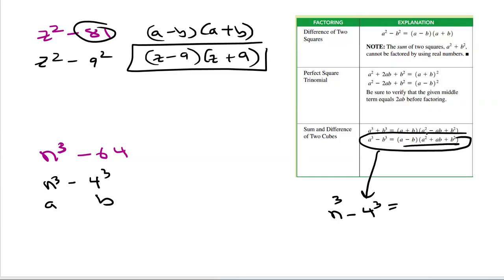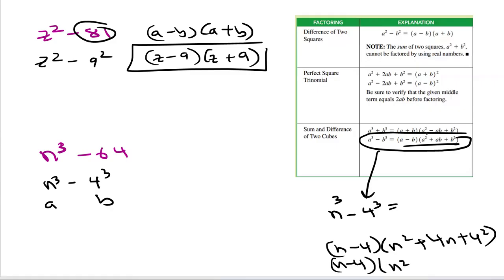And then now I'm focusing on here. So that'll be n minus 4 times n squared plus ab. So that will be 4n plus 4 squared. Okay. Now I just simplify this a little bit. I get n minus 4 times n squared plus 4n plus 16.